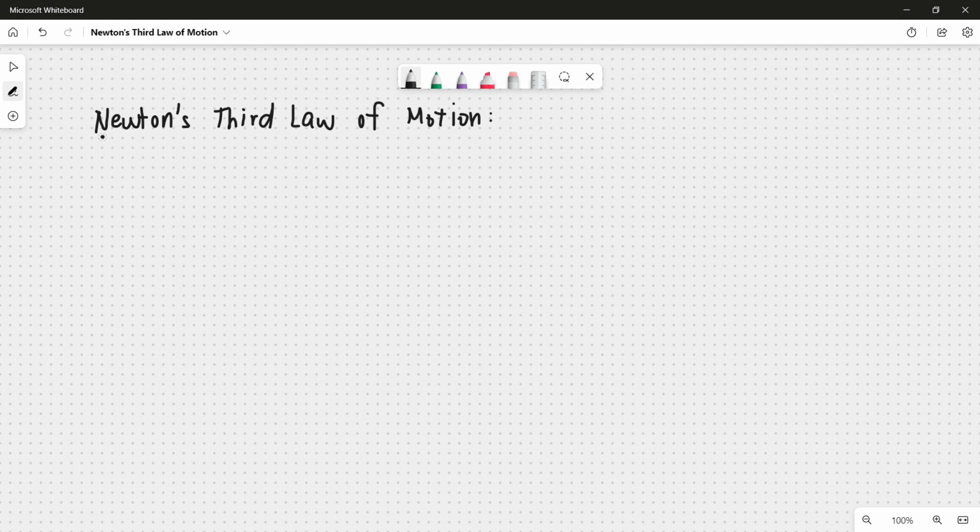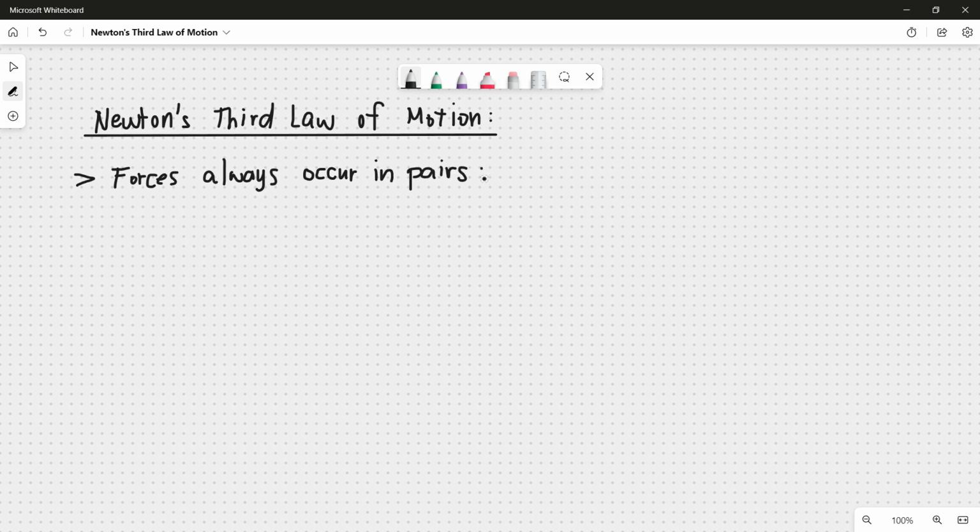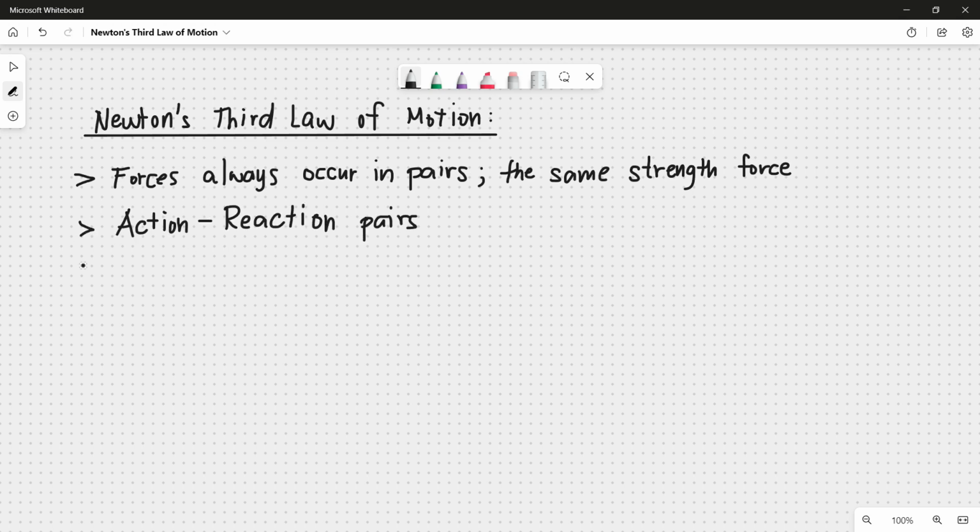Newton's third law of motion tells us that forces always occur in pairs, and one object cannot exert a force on another without experiencing the same strength force in return. We sometimes refer to these force pairs as action-reaction pairs, where the force exerted is the action and the force experienced in return is the reaction. We can see Newton's third law at work by looking at how people move about.